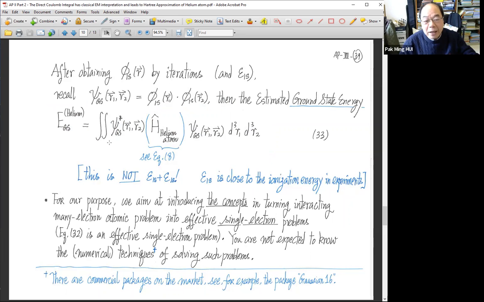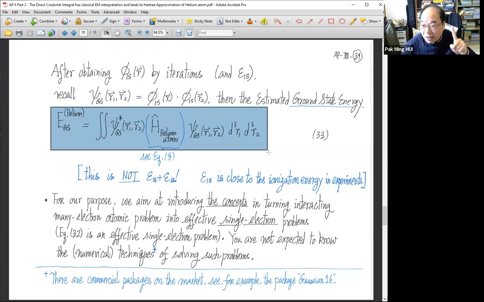Now, naively, some of you may think, I get this 1s state, and then my picture is I put 2 electrons into 2 1s states. The energy should be epsilon 1s plus epsilon 1s. Sorry, that is conceptually wrong. If you follow what we are doing, we are just finding the single electron best guess wave function. Okay, and then we have to go back to the 2-body problem and do the expectation value in order to get the ground state energy estimate.